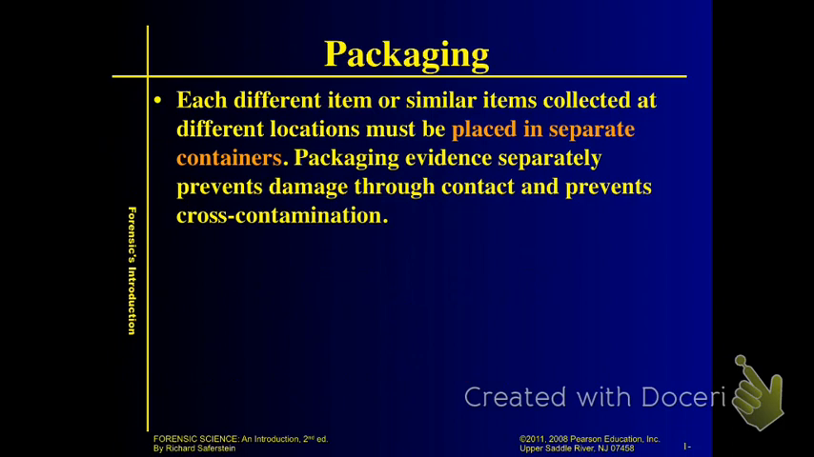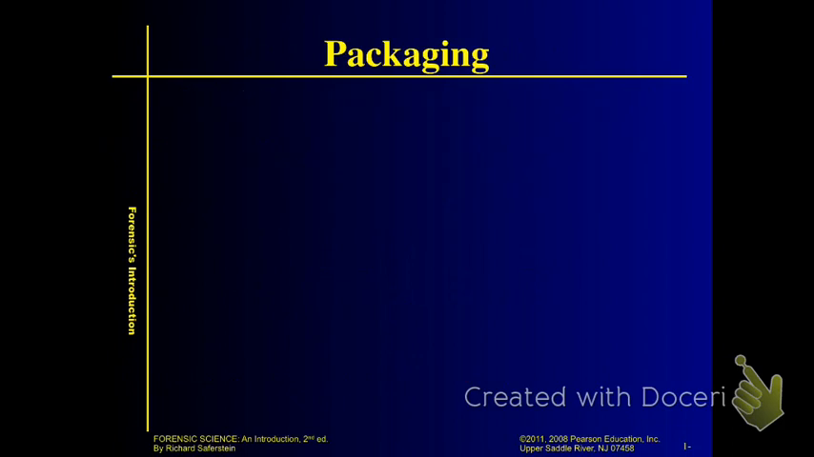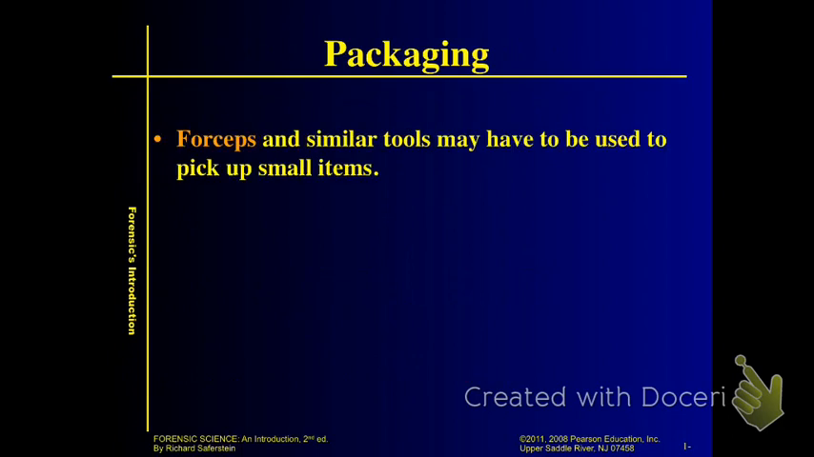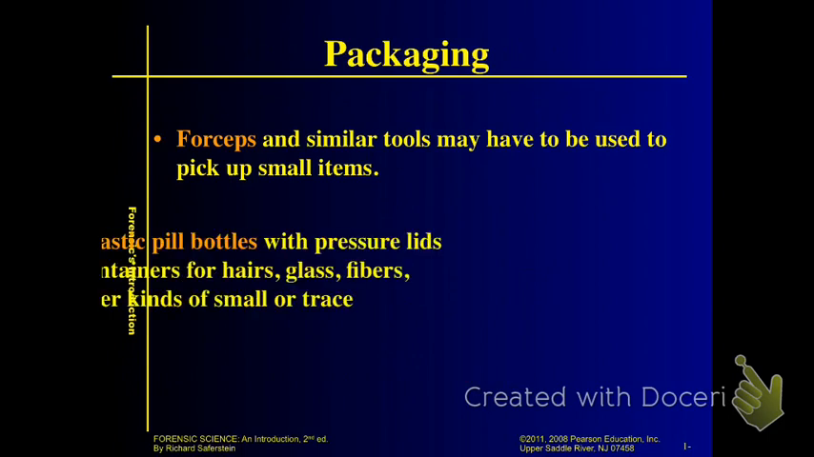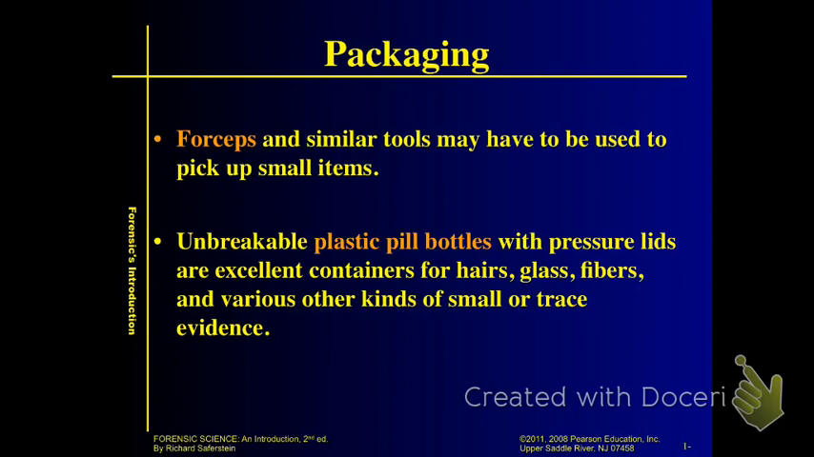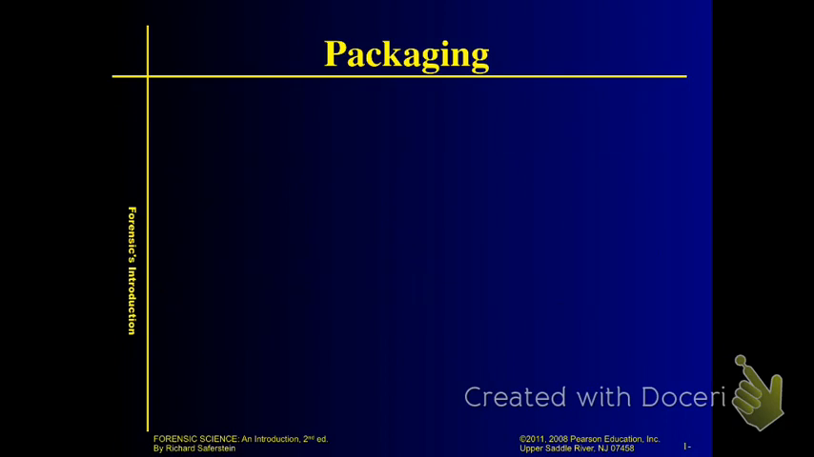How is evidence packaged and preserved? Different or similar items collected need to be placed in separate containers. That prevents damage through contact and also prevents cross-contamination. Forceps, they look like tweezers, can be used to pick up small items if a gloved hand is too cumbersome to pick that up. Plastic pill bottles with pressure lids are good containers for small pieces of evidence, hairs, glass fibers, smaller trace evidence. Small stuff is easily transported in those pill bottles.